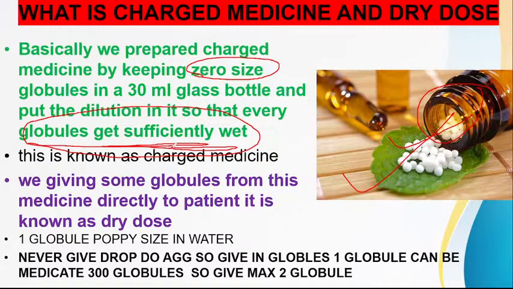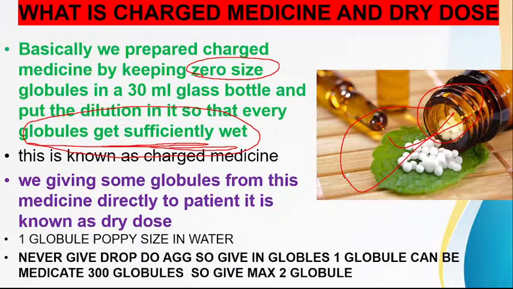We take a 30 ml bottle, put size 10 or zero size globules in it, and fill it with diluted liquid medicine so that all the globules get sufficiently wet. Now in the clinic we can use these wet globules. They basically become dry in 15 days to 1 month. Keeping the medicine in such a form is known as charged medicine.